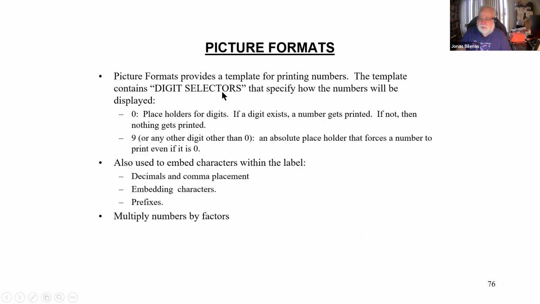The template contains digit selectors that specify how the numbers will be displayed. A 0 is a placeholder for a digit. If a digit exists, it gets printed. If not, it does not get printed. A 9, or any other digit other than 0, is an absolute placeholder that forces the number to be printed, even if it's 0. And you can also embed characters. So if you have a negative mapping, you need to do a prefix of minus, and there are other prefixes, and you can also multiply numbers by different factors. So it'll be a MULT option.